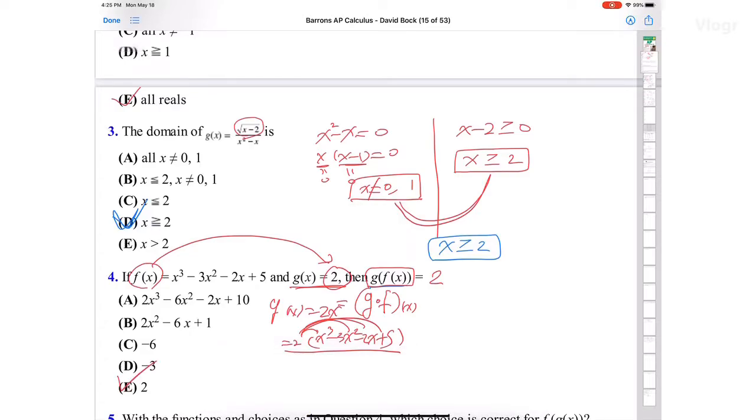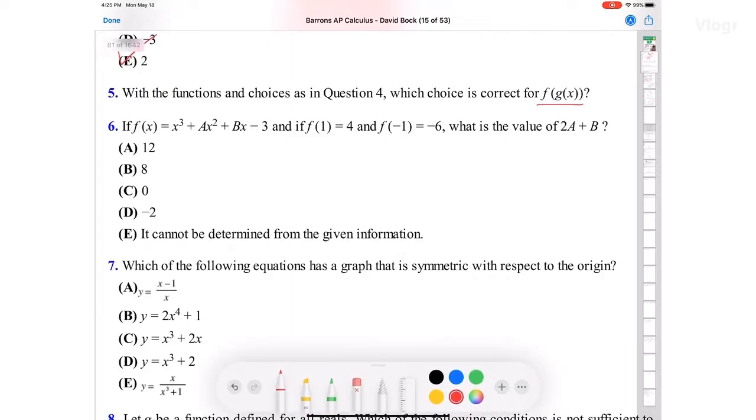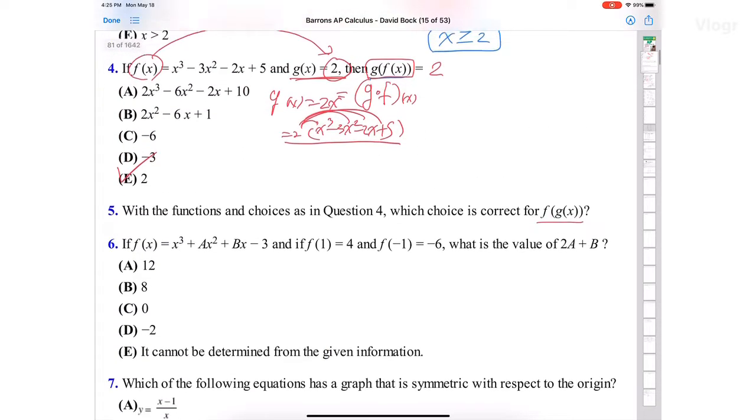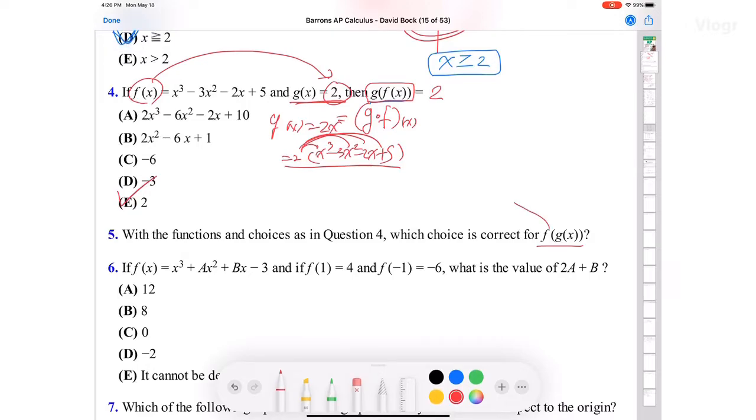Let's go to number 5. Which of the functions and choices in question 4, the f of g of x. That means you can use the same functions f of x and g of x from question 4. So it asks you, what is f of g of x, right? So f of g of x, plug in g of x for x of f of x, but g of x is 2, that means f of 2. Because g of x equals 2, right?